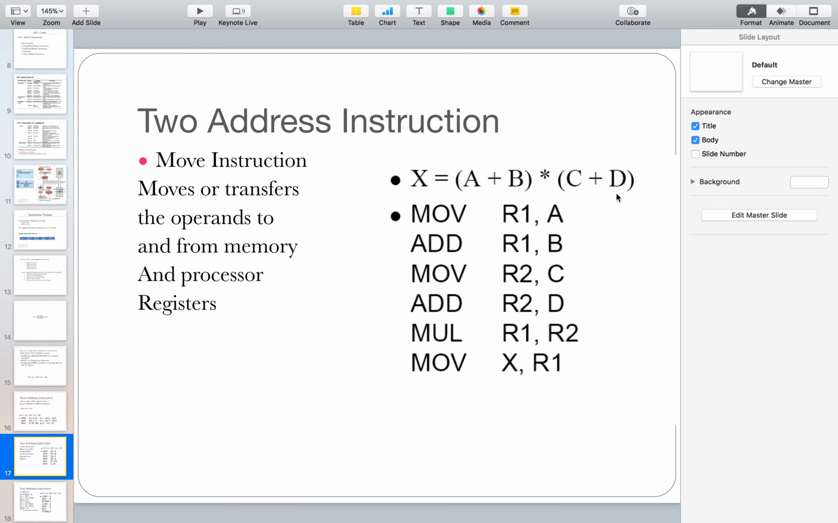I need to find the multiplication between these two. So this becomes multiply r1, r2. So this r1 star r2 will be stored in r1. I need to move this value to x. So this value present in the r1 register will be moved to x. So x now contains this valuable expression.